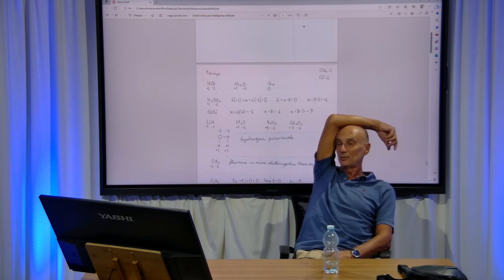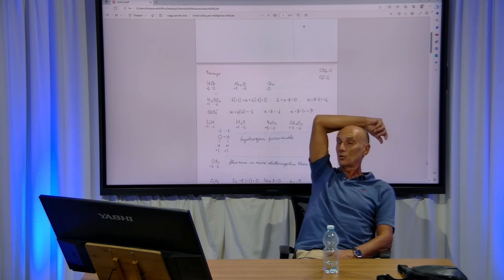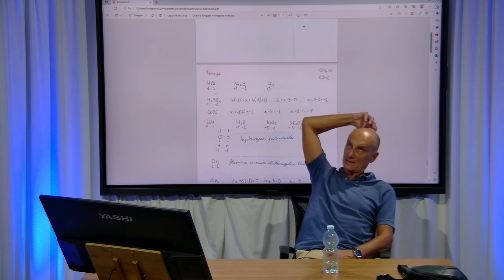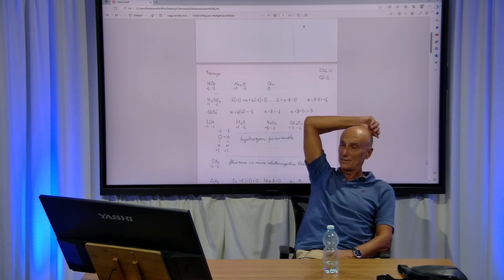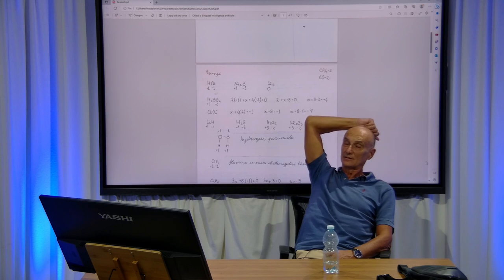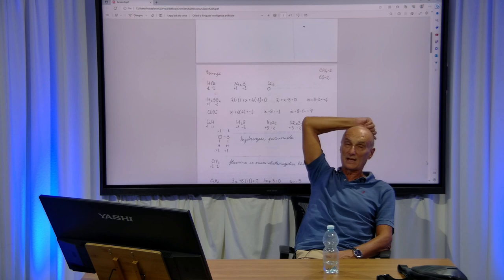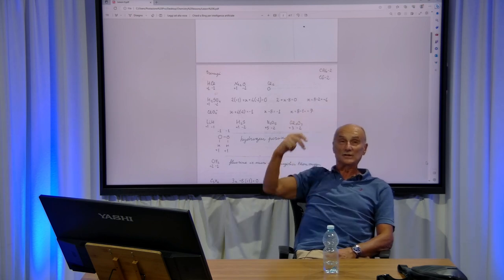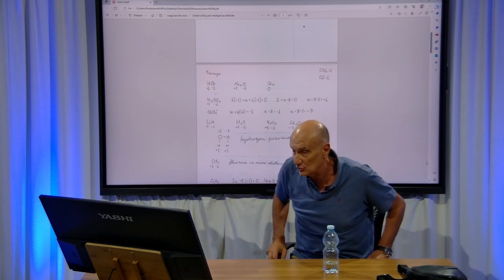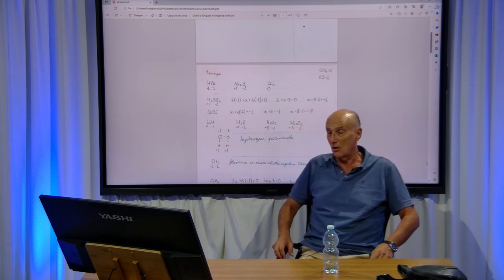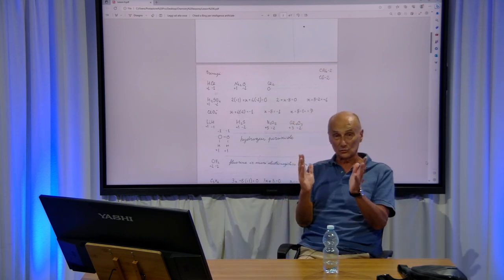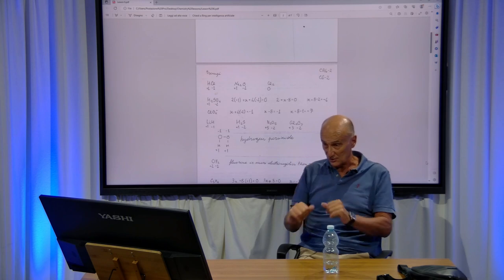As an example, we have Na2O. We have that oxygen has oxidation number minus 2, so that the oxidation number of sodium will be plus 1 for the sum of the oxidation numbers of a chemical formula to be equal to 0.